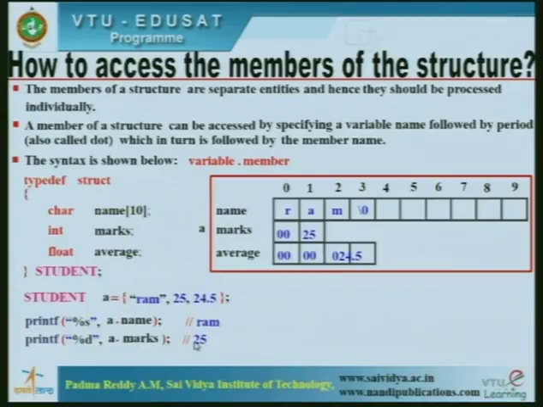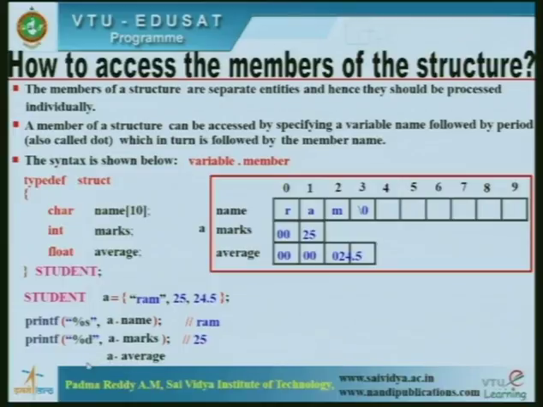Output will be 25. Similarly, to display the average, what is the average? 24.5. And to display this average, first of all, we have to access this data. How to access this data? Using the variable A and the data member average. So here I write A dot average.